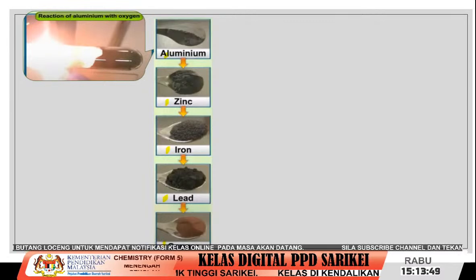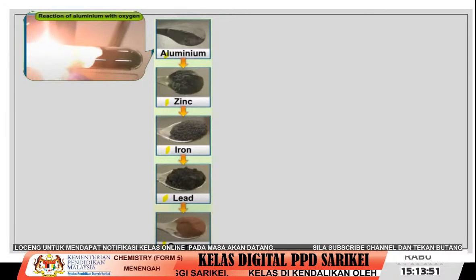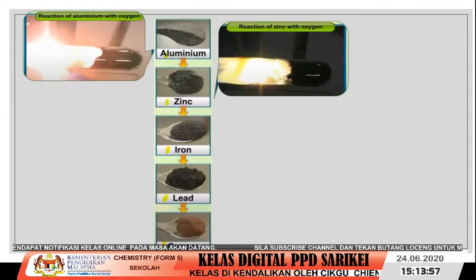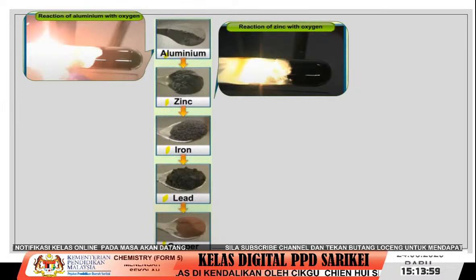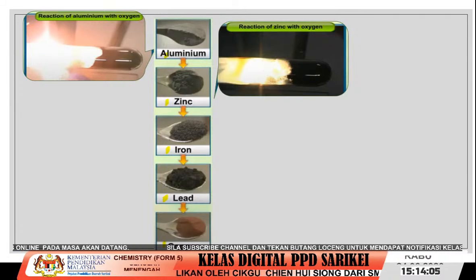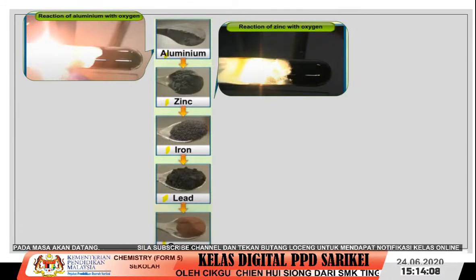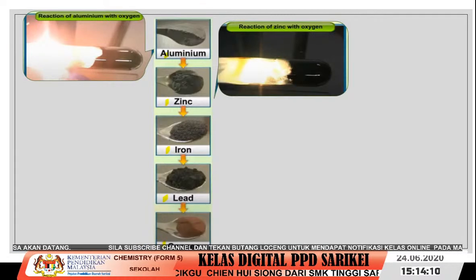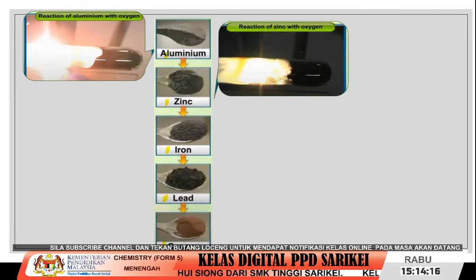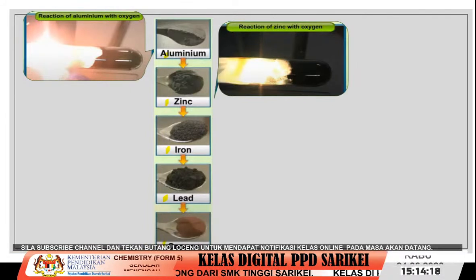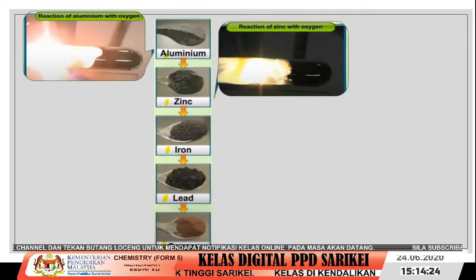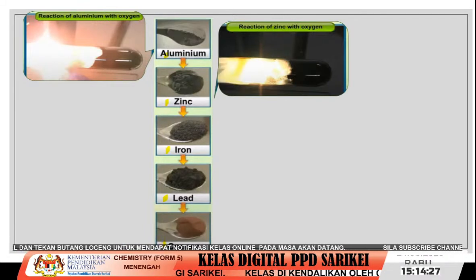We look at aluminium. Aluminium burns very brightly in oxygen. How about zinc? Zinc burns brightly with oxygen. So you will notice that the brightness of the flame produced when aluminium reacts with oxygen is brighter than the reaction between zinc and oxygen. So this indicates that aluminium is more reactive than zinc. So aluminium should be placed higher than zinc in the reactivity series of metals with oxygen.